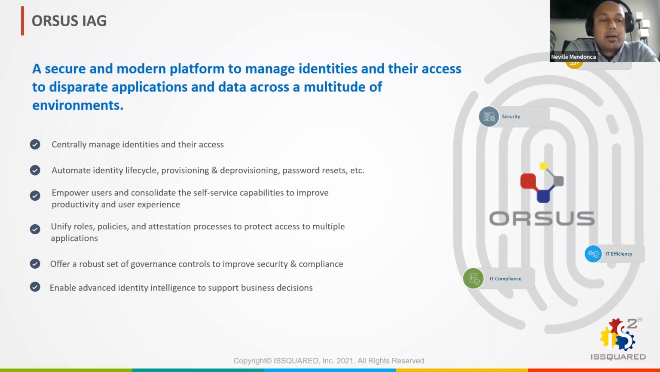So ORSUS IAG basically enables you to centrally manage identities and their access across different applications. These applications could be either applications in the cloud or on-prem applications. It lets you manage the identity lifecycle and automate the repetitive tasks that you perform: provisioning, deprovisioning, the birthright access, ad hoc requests, streamlining these requests via workflows, things like password resets.